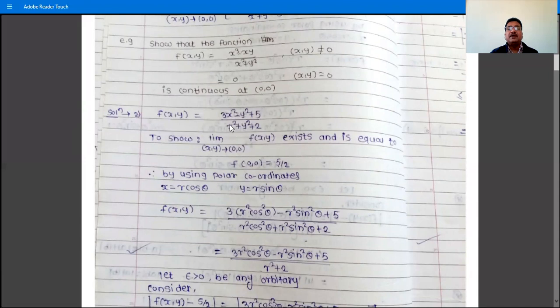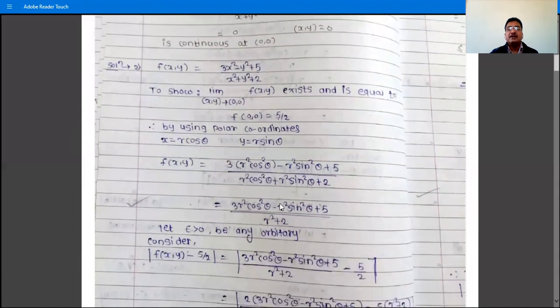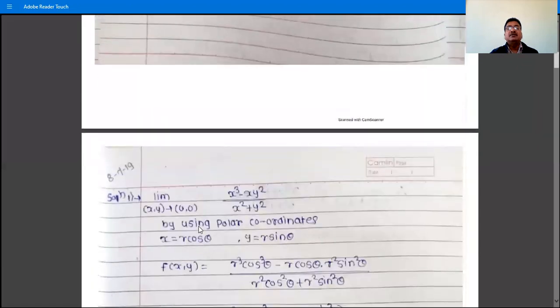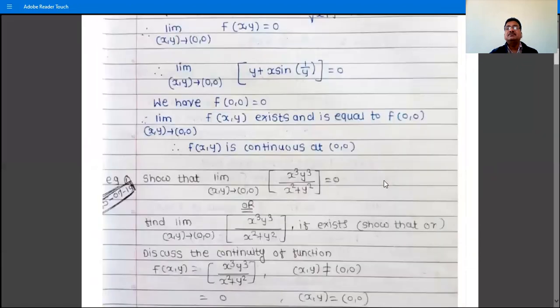Now we have to find the limit of this quantity as xy tends to 0 0 and it is equal to 5 by 2. So use polar coordinates, simplify this. This is the simplification. Then start from let epsilon greater than 0 be an arbitrary number. Then consider mod fxy minus 5 by 2. That is, L is 5 by 2. So this is the basic definition.